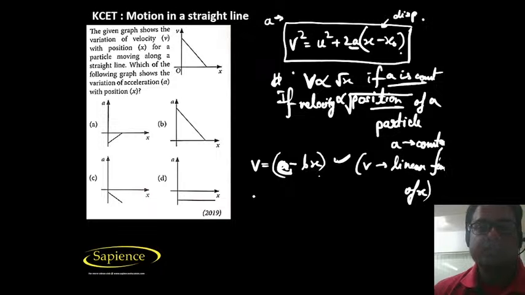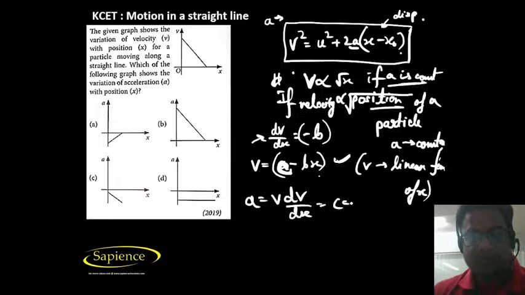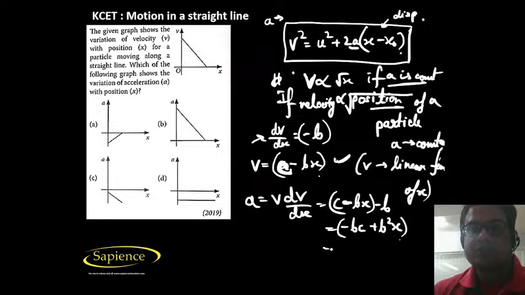So here acceleration means we can say it is v dv by dx. If we find dv by dx, it will be equal to minus b. So a is v times minus b, which is c minus bx into minus b. That will be minus bc plus b square x. So it will be b square x minus bc.